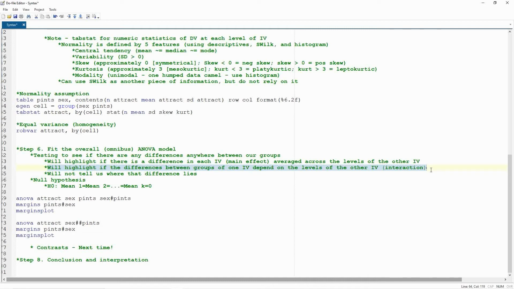Is the difference between 0 and 2 pints for male the same or different to that of 0 and 2 pints for female? If any of these differences are significant in their size, the ANOVA will not tell us where it is, simply that there is one somewhere. It will tell us if it lies within one of the main effects or the interaction, but not exactly where the comparison is.